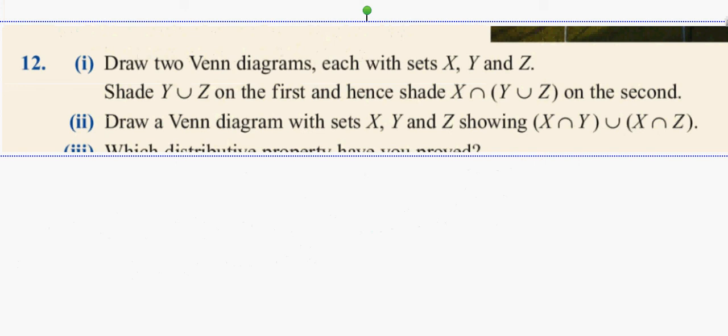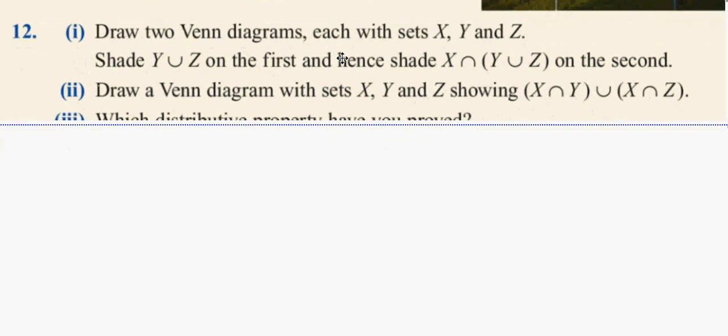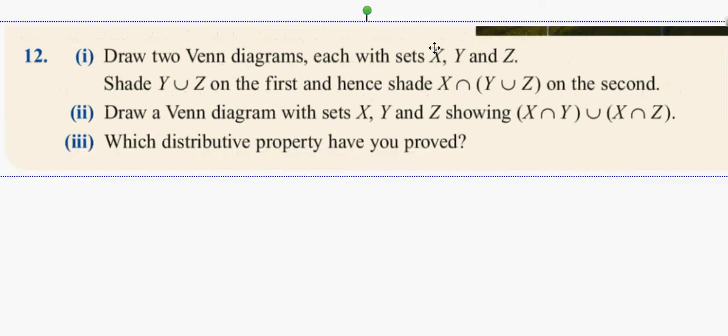Hooray. Now, 12. Draw two Venn diagrams, each with sets X, Y, and Z. Shade Y union Z on the first, and hence shade X intersection Y union Z on the second. Oh wait, I'm leaving out one here. How many Venn diagrams are we going to need here?